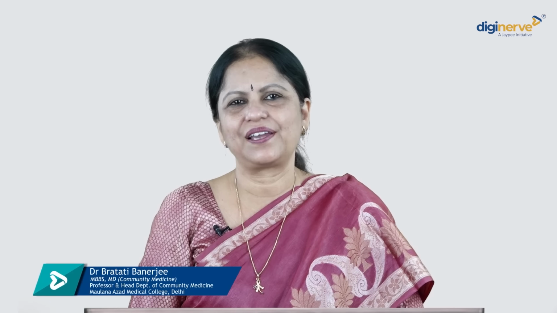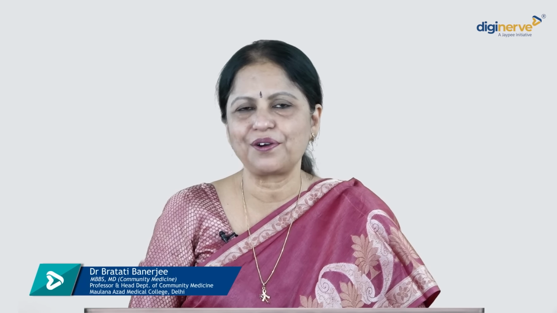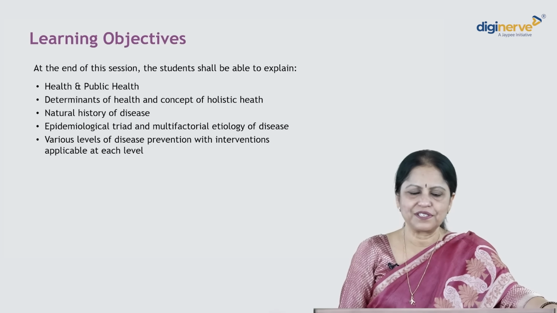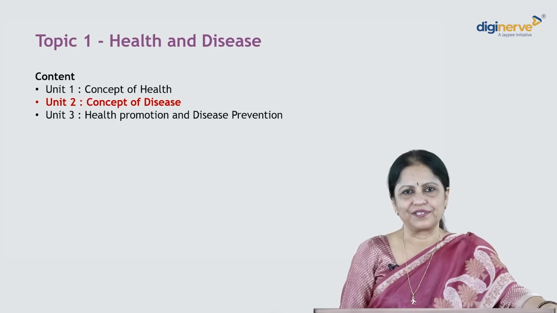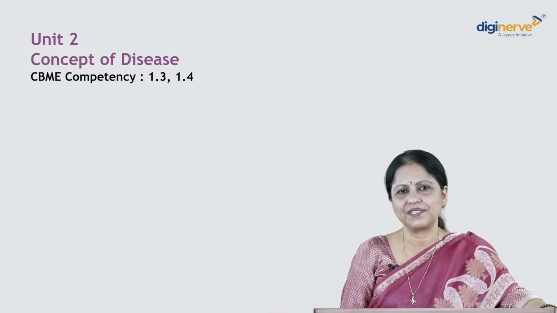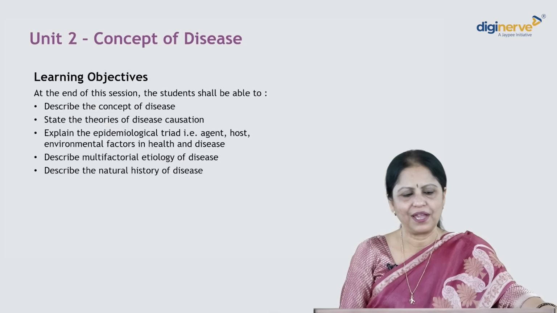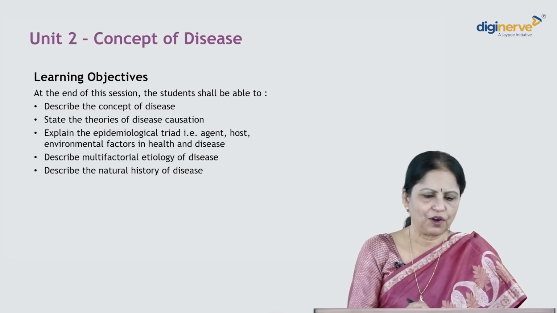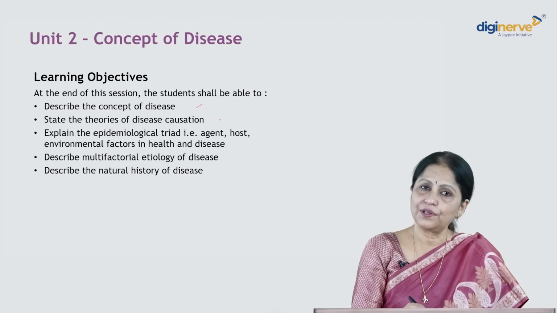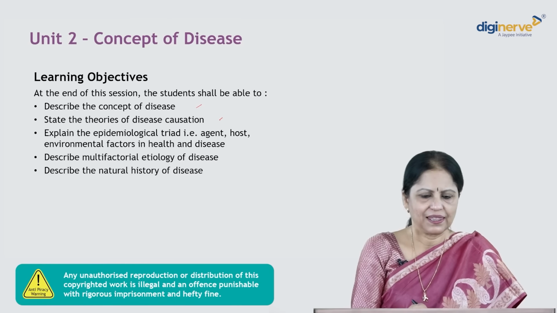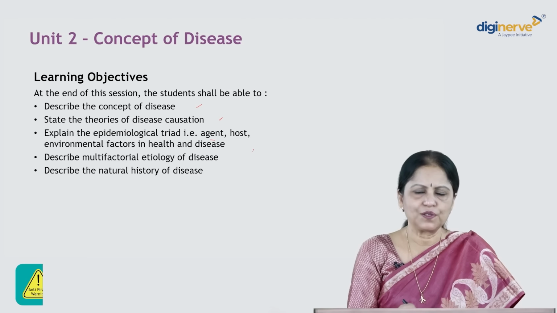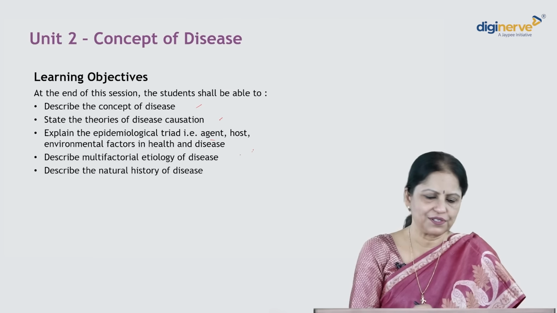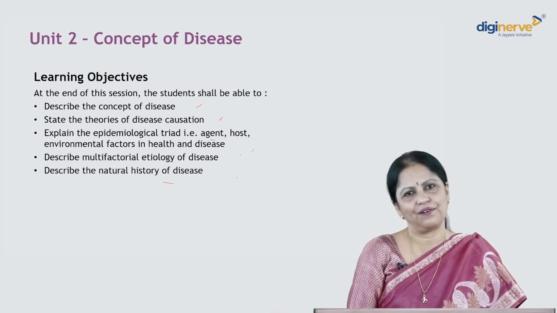This session, I will discuss the second unit of the topic health and disease. These are the objectives of this topic I have told you earlier. This is the second unit, concept of disease, and it covers competencies 1.3 and 1.4. Here I will describe the concept of disease, the theories of causation of disease, then the epidemiological triad, that is agent, host and environment, and also the multifactorial etiology of disease, and finally the natural history of disease.